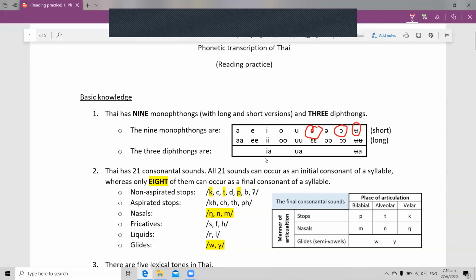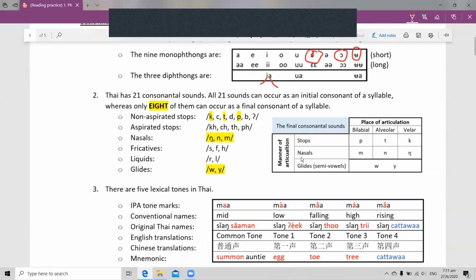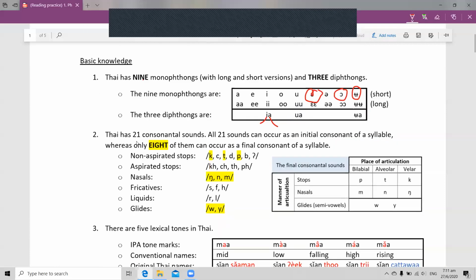The 3 diphthongs are ear, and so on. What you need to remember about the diphthongs is that when you pronounce them, don't rush. You need to give each monophthong in a diphthong time to pronounce. So say ear instead of ear, okay? Next, the consonants.